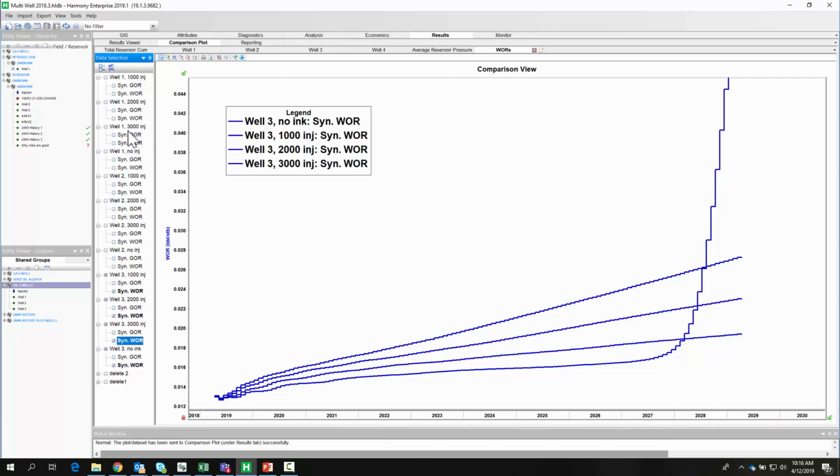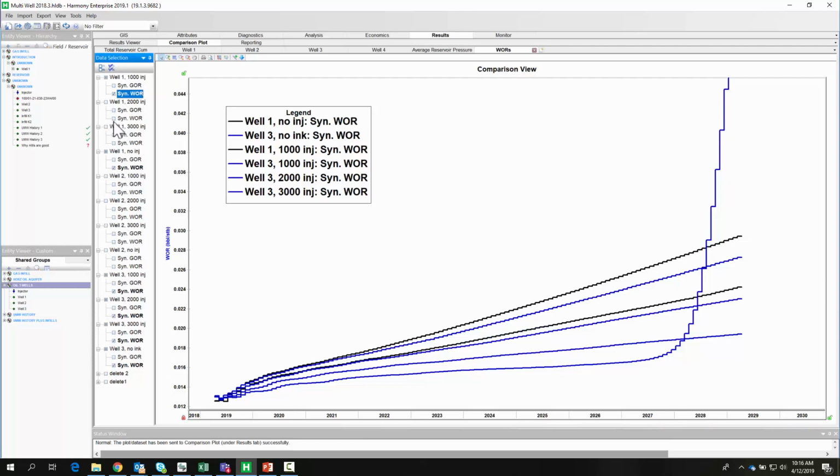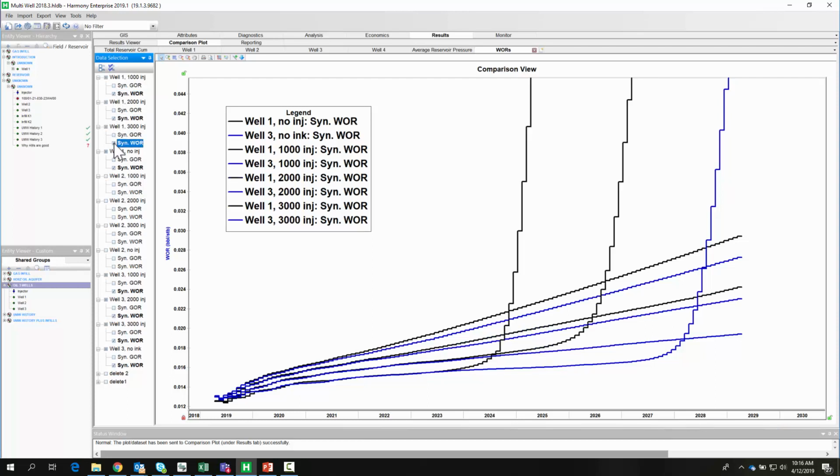We can do the same thing for well number 1. So water oil ratio with no injection. Again, water oil ratio produced from well number 1. If we inject at 1,000 barrels per day, or at 2,000 barrels per day, or at 3,000 barrels per day. So well number 1 is much more sensitive to the water injection rates in terms of its producing water oil ratio and when breakthrough happens. So we can see at the high injection rate how breakthrough is occurring for each well and when that happens.